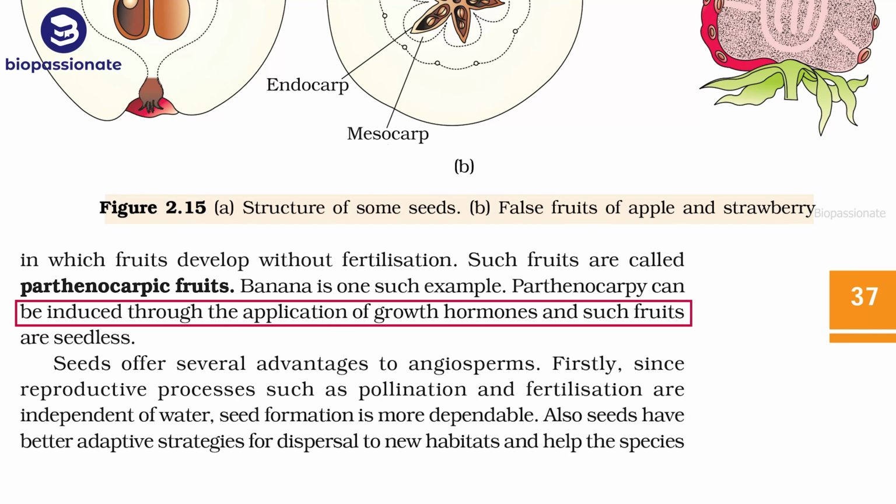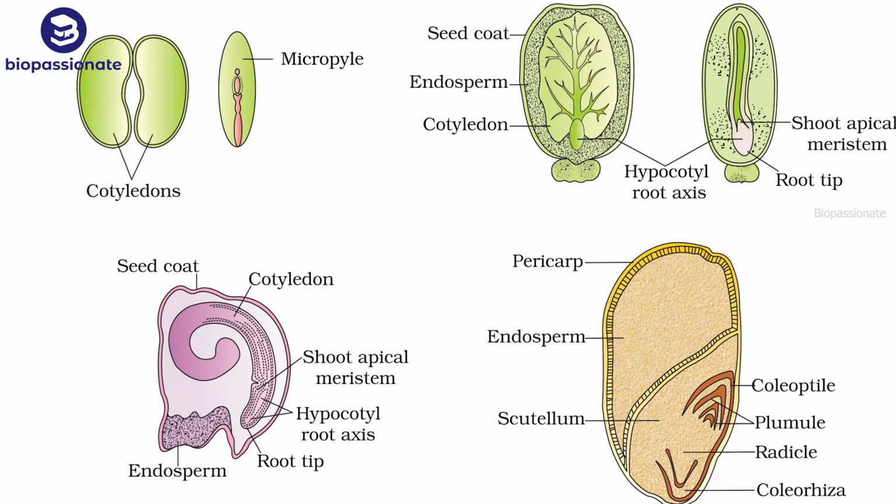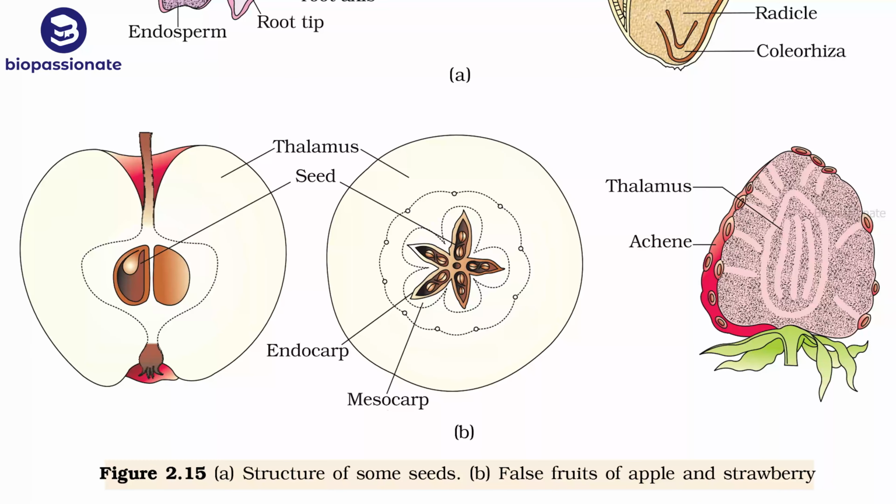Figure 2.15. A. Structure of some seeds. B. False fruits of apple and strawberry.